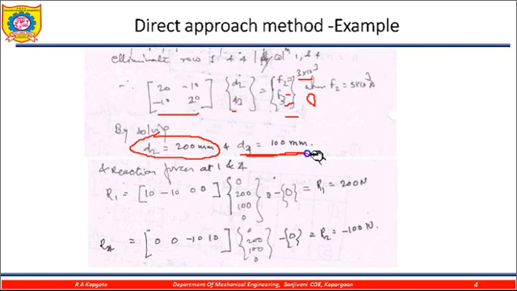Once I get the value of D3, this is my displacement. So I very easily find the displacement at D2 and the displacement at D3, while D1 and D4 are 0. So in this way, by using the direct stiffness matrix method, we can very easily find the displacements. Now finding the reactions.